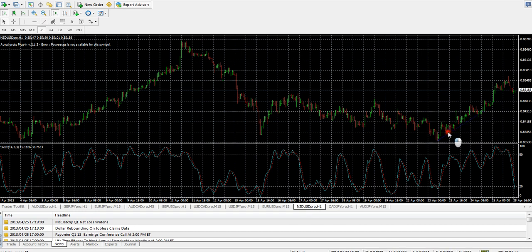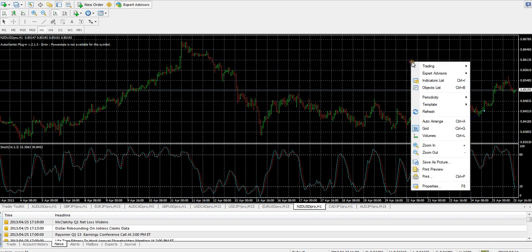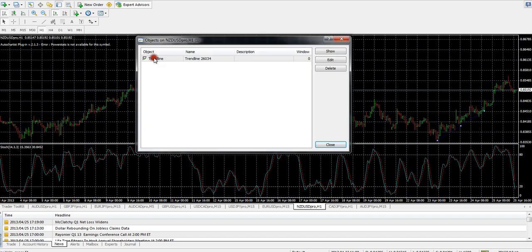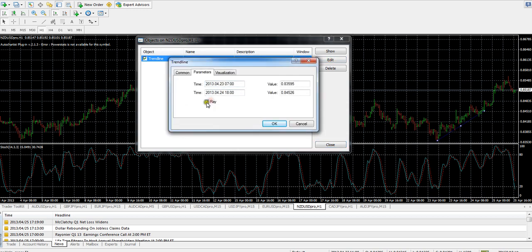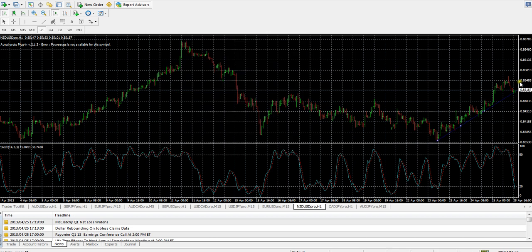Now, here's a trick. If you want to project this at the same angle, you simply right-click on the chart anywhere, go to your object list, and look, there's your trend line right there. Now, highlight it, click Edit. Now, if you just click on this ray button right there, watch. It's projected in the future. Boom, and look, the market's finding support right there.